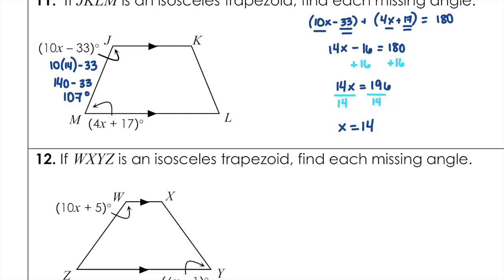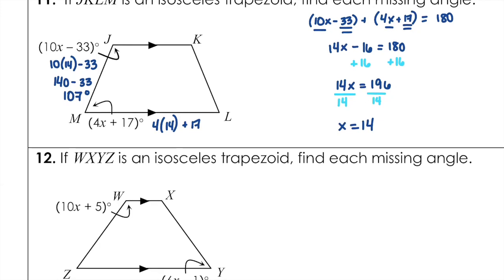Do the same thing for him. 4 times 14. What's wrong with y'all? Calm down.